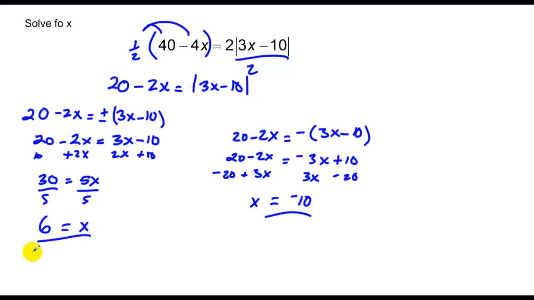So the whole key is isolating the absolute value sign, then creating a plus minus equation once we remove the absolute value, and solve the equation as you would any equation in a single variable.